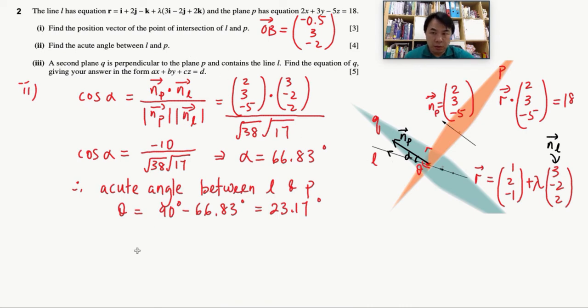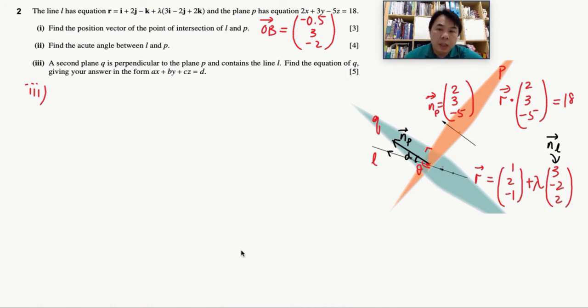I hope that is clear for the second question. We're going to move on to the third question. We need to find the equation of the plane Q that is perpendicular to plane P and contains the line L, as indicated in the diagram. We need to find the equation in its Cartesian form. What we need to obtain for this plane equation Q is its normal. Now we need to work out its normal in this case.